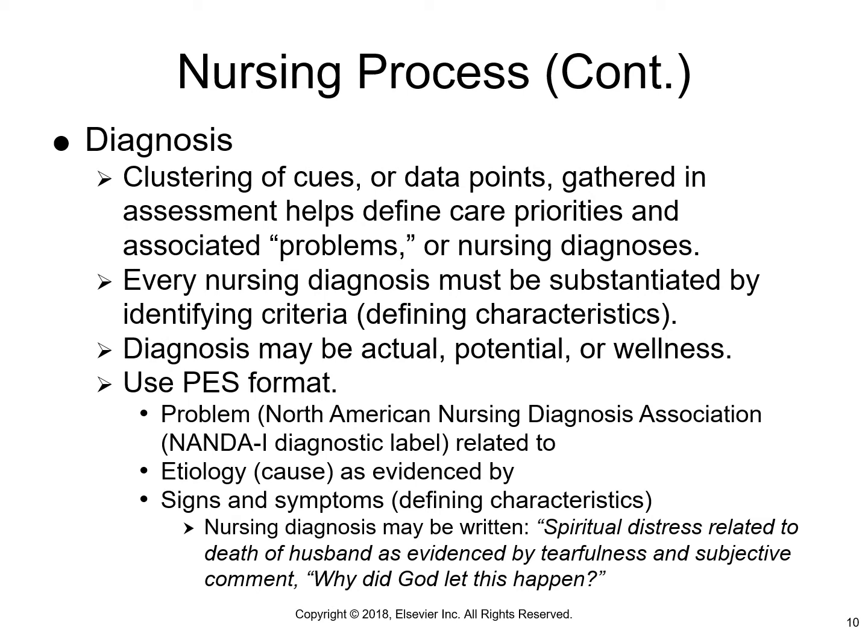Etiology is the cause as evidenced by, and then signs and symptoms are your defining characteristics, so your objective and subjective data. So the nursing diagnosis may be written, spiritual distress related to death of husband as evidenced by tearfulness and subjective comment, why did God let this happen?